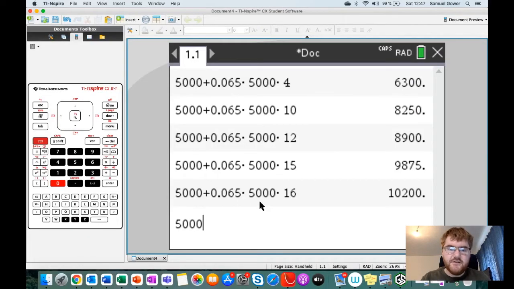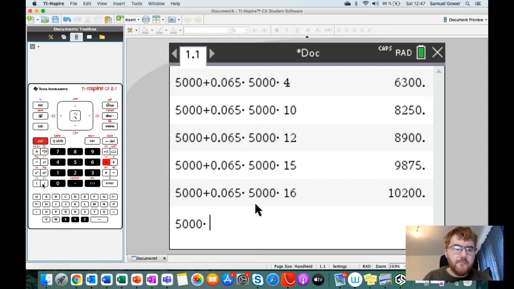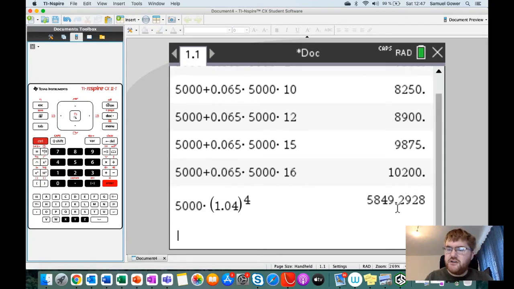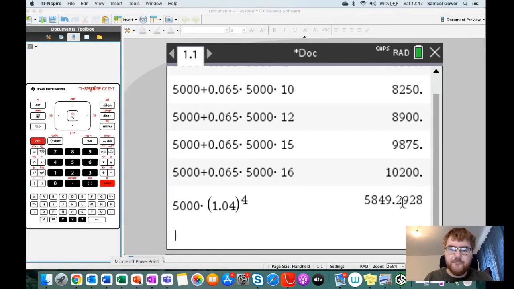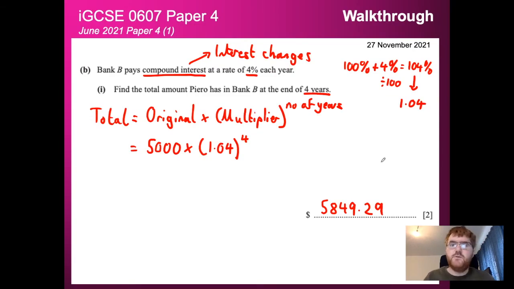So we have 5,000 multiplied, open brackets, 1.04 to the power of, so make sure you know where this button is, to the power of 4, and then we generate our answer. Generally they want the answer to the nearest cent, so we want $5,849.29, which I've written here as well.